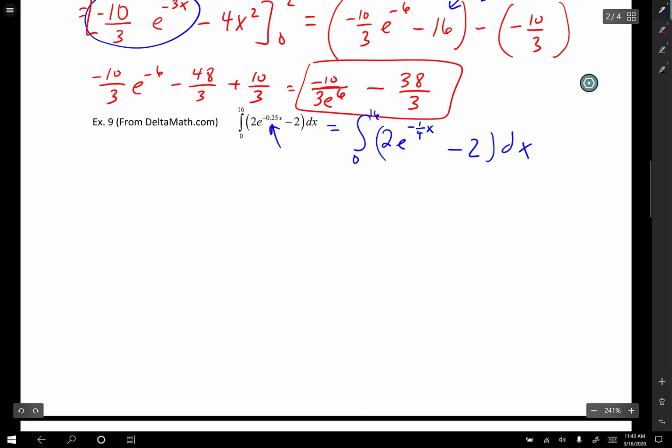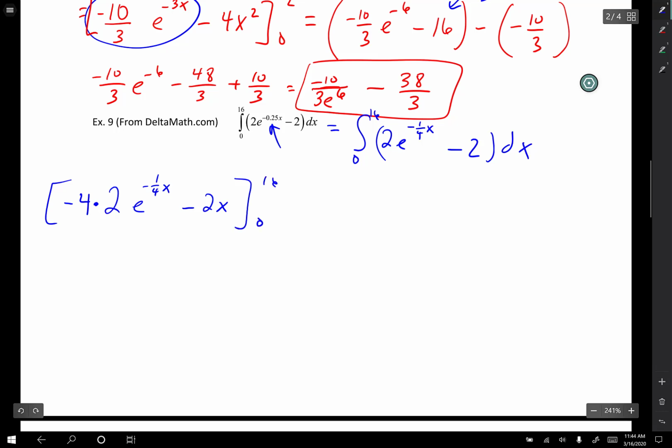Okay, I think it's easier now, in my opinion. So let's see. The derivative, the antiderivative, well, the derivative of 2e to the negative 1/4 x is itself times negative 1/4. So we're going to have to do the opposite, right? So let's see. I'm going to write 2e to the negative 1/4 x. And I'm going to multiply this by negative 4. So if I do that, let's see, and I'm going to go, the antiderivative of 2 is just 2x.